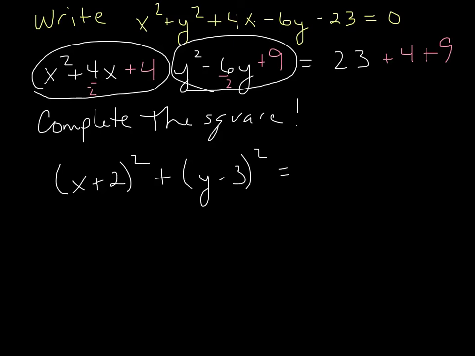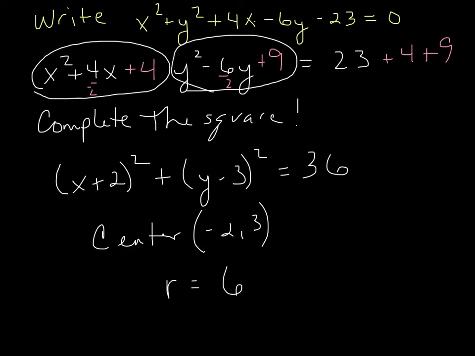Equals 23 plus 4 is 27, plus 9, which is 36. And now I'm back to the standard form, and I can identify the center of the circle as -2, 3, and I can identify the radius as being 6 units. So by regrouping and completing the square, we get from that general form back to this standard form, which allows us to identify the center and the radius of the circle.